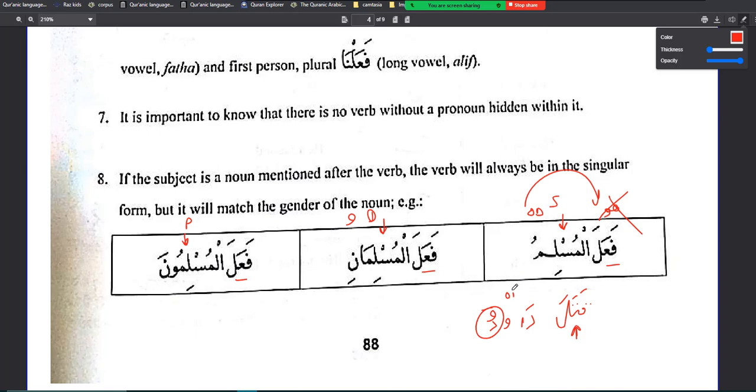What is the job of the outside doer? It replaces the inside doer. So instead of saying he killed, what will you say? You say Dawood killed. Okay. Same way, instead of saying fa'ala, he did, you say the Muslim did. If there are two Muslims, al Muslimani, you say the two Muslims did. Al Muslimuna, all Muslims did. Is it clear, everyone? Any questions?